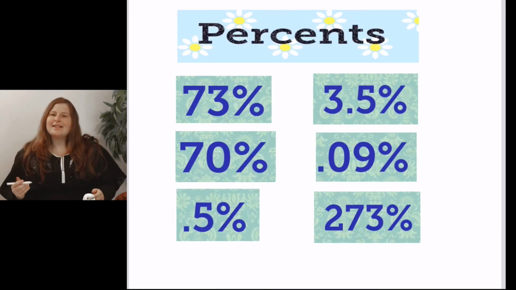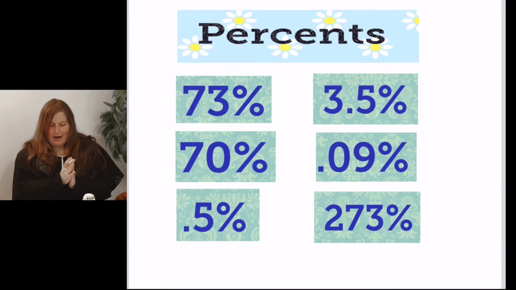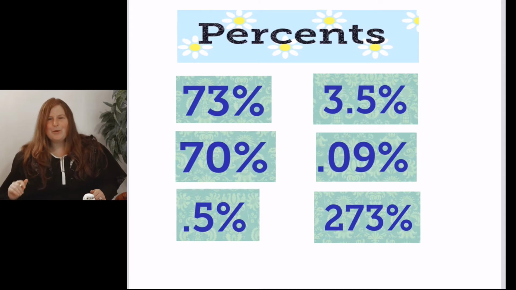So here we have 6 different percentages. I want you to look at these and think in your mind, how many of these can I write an equivalent fraction or an equivalent decimal for? And what I want you to do is pause the video, get out a piece of paper, and write these percents down. Then I want you to write down what fraction and what decimal they would equal. I'm going to give you a couple hints.